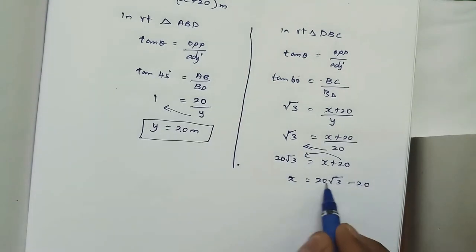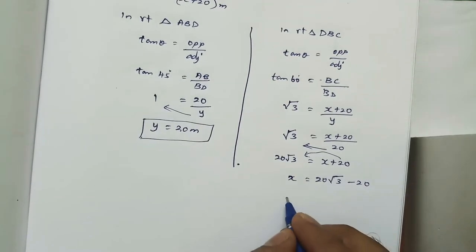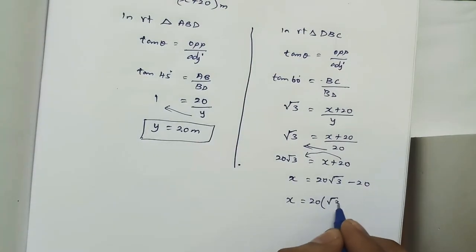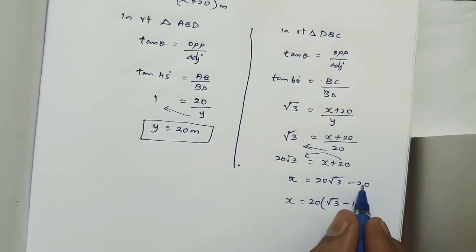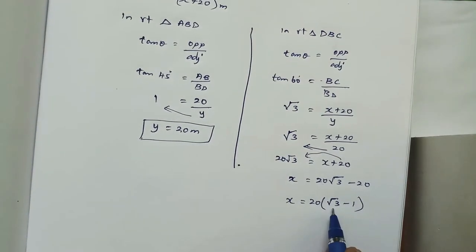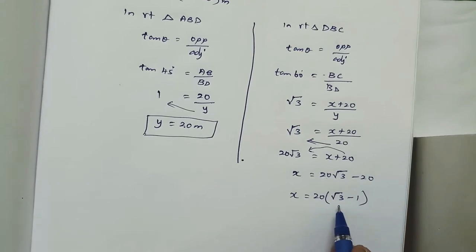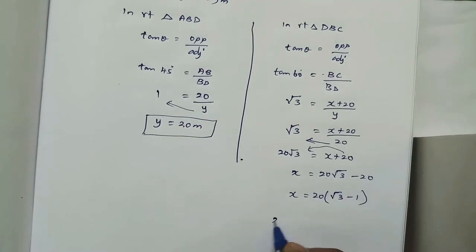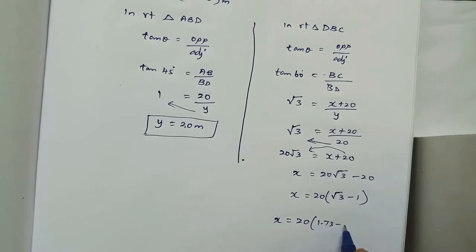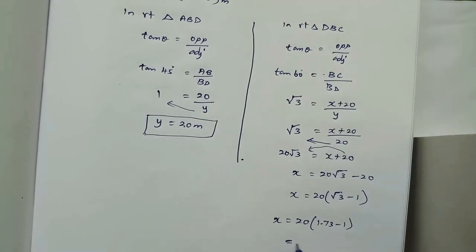So what is the common term? 20 is common. Just take it outside, then it will be very easy. So X is equal to 20 into (root 3 minus 1). And they ask you to substitute the value of root 3. What is the value of root 3? 1.73. So X is equal to 20 into (1.73 minus 1), which is 20 into 0.73.